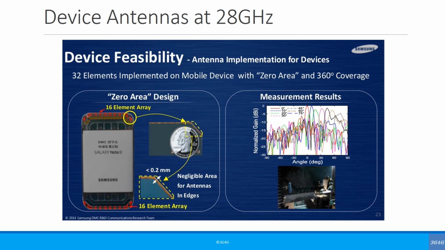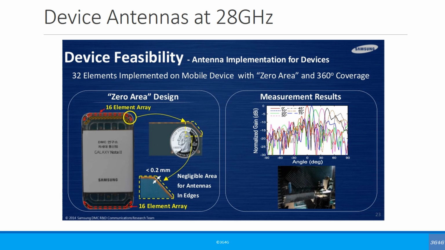Because of high frequencies, you can shrink the antenna size. Remember, the higher the frequency, the lower the wavelength, so the lambda by 2 goes very small. This is an example from a Samsung presentation, and it shows that you can have 32 antenna elements, because each antenna element is so small. This is in the 28 gigahertz frequency band.